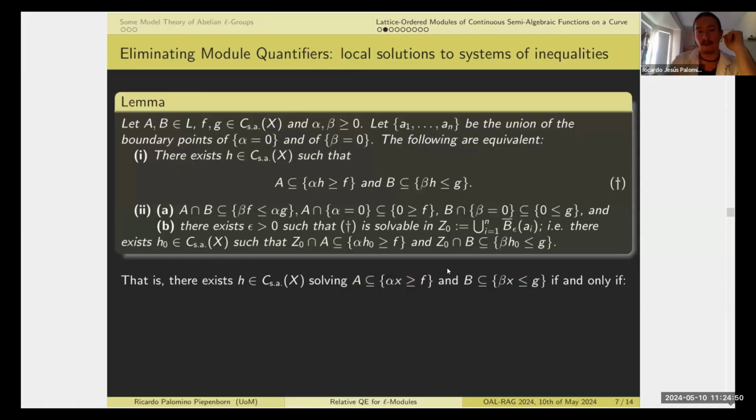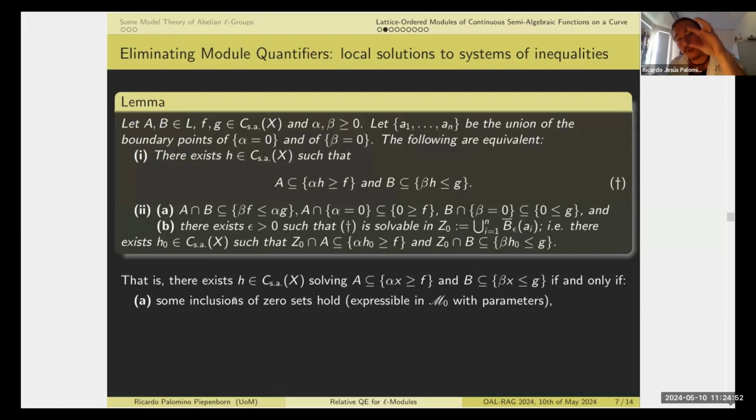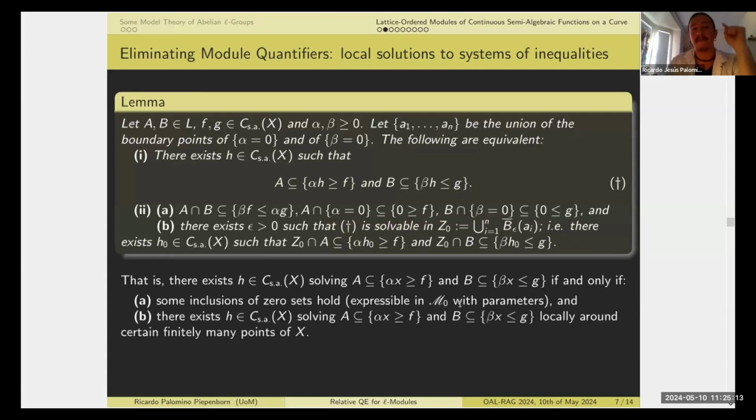And we can do this if and only if A, there are some inclusions of zero sets which hold, and note that these inclusions of zero sets are completely expressible in this two-sorted structure M0. You need some parameters to talk about alpha equal to 0, for instance, or beta equal to 0, but it's still expressible in our structure M0. But then the second item B is really talking about being able to solve this system of inequalities, not globally, but just locally around finitely many points of my curve X.